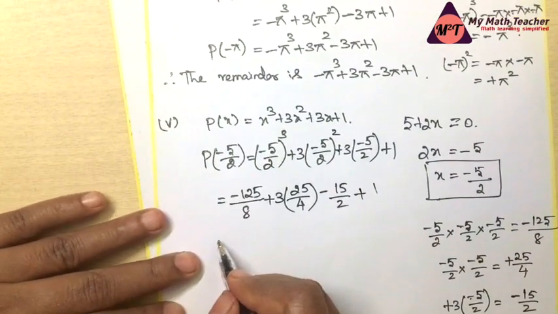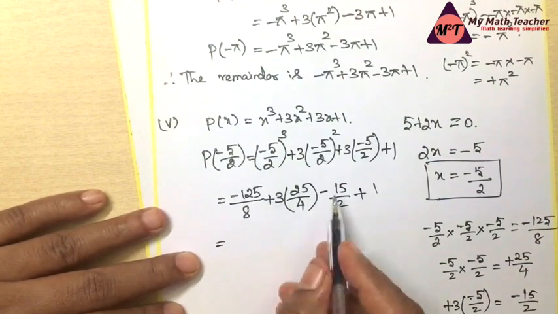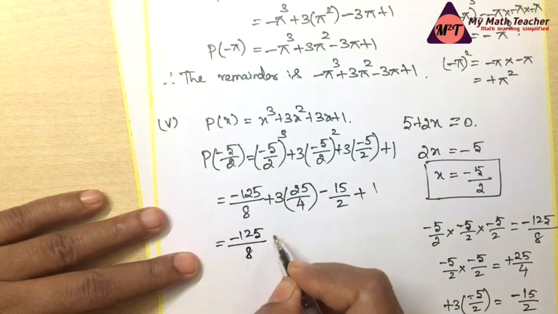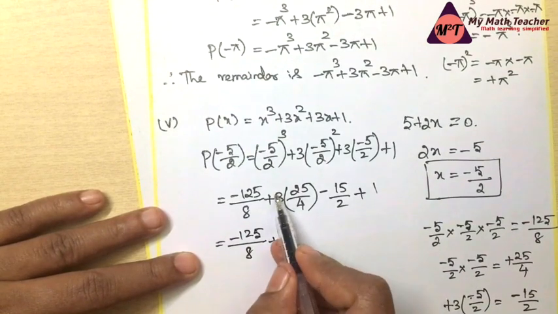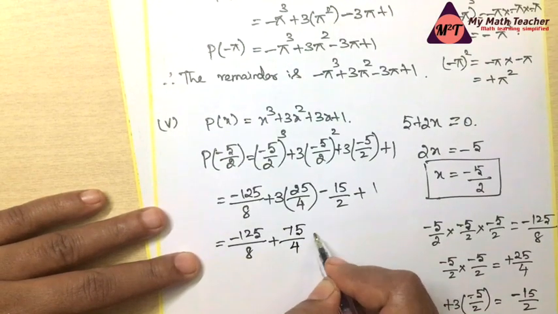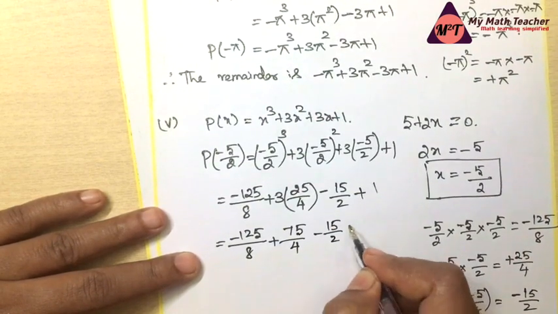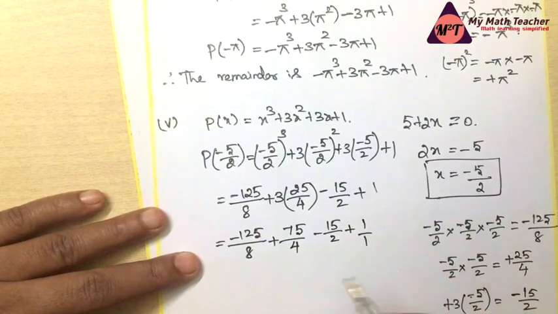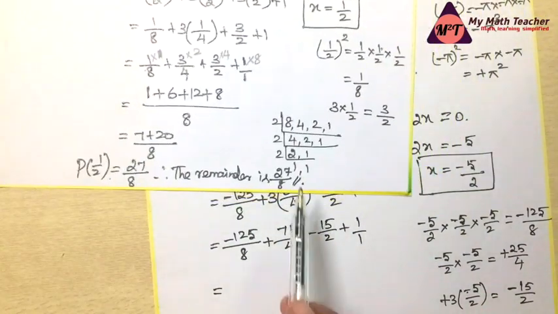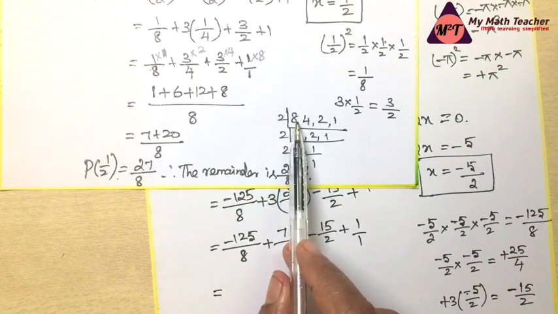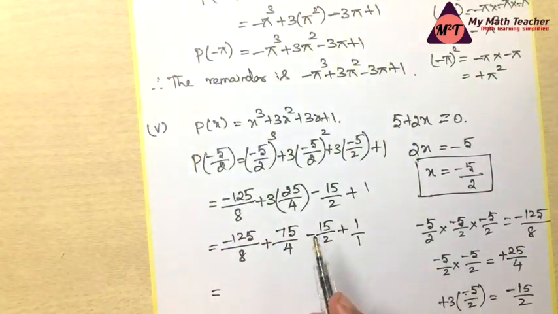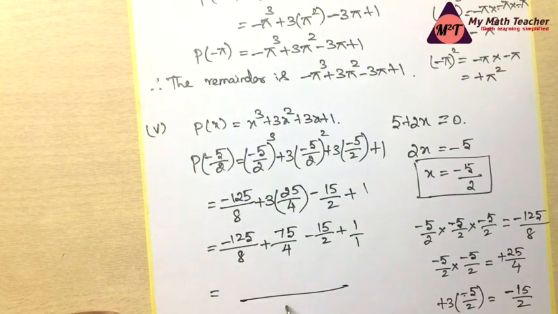Okay. Now I'm going to remove this bracket by multiplying this. Minus 125 by 8 plus, multiply the numerator. 3 into 25 is 75 by 4 minus 15 by 2 plus 1 by 1. So as you can see, this is like the previous sum where we have got all the denominators as 8, 4, 2 and 1. So what is the LCM? The same LCM, which is 8. Now 8 is the LCM.